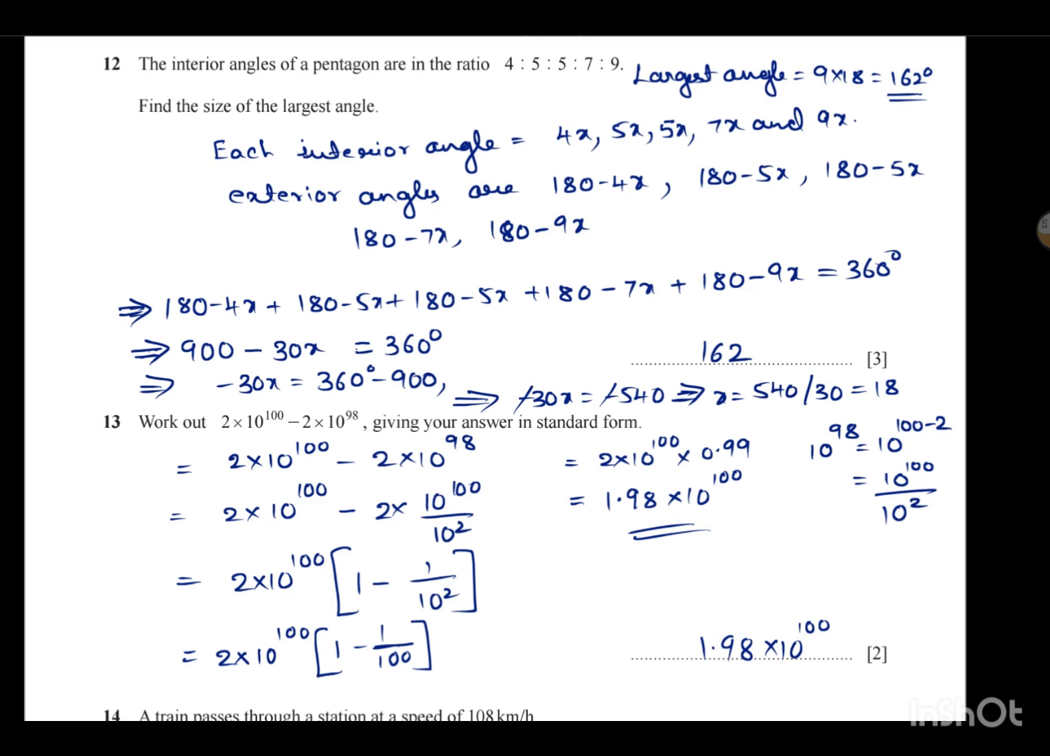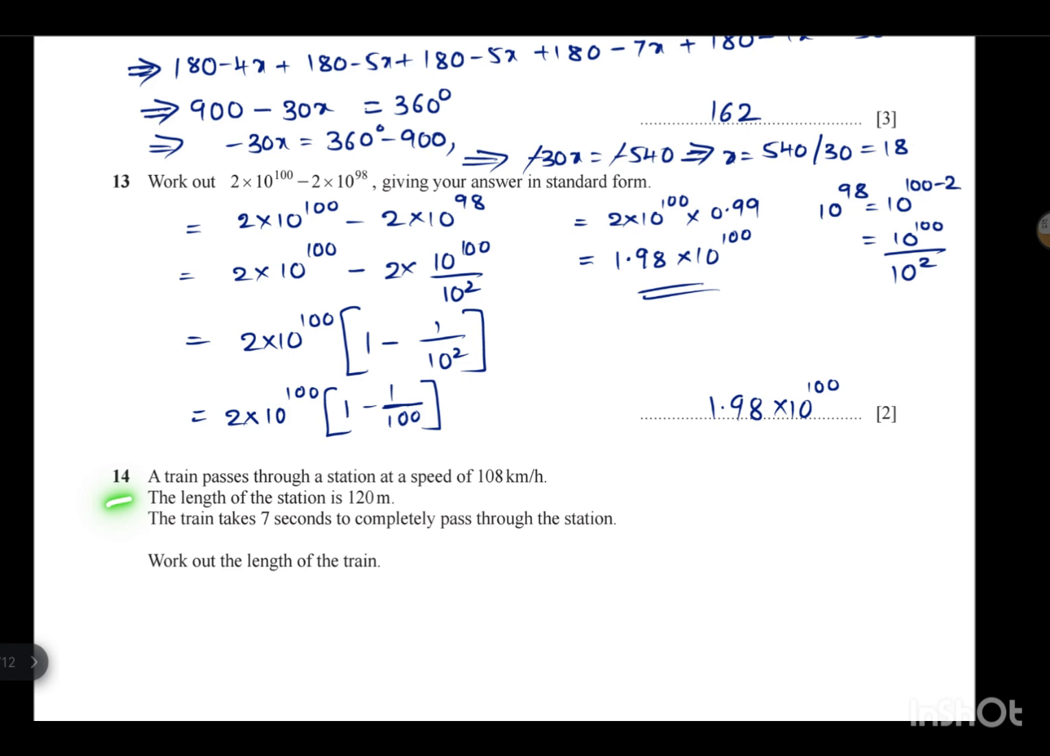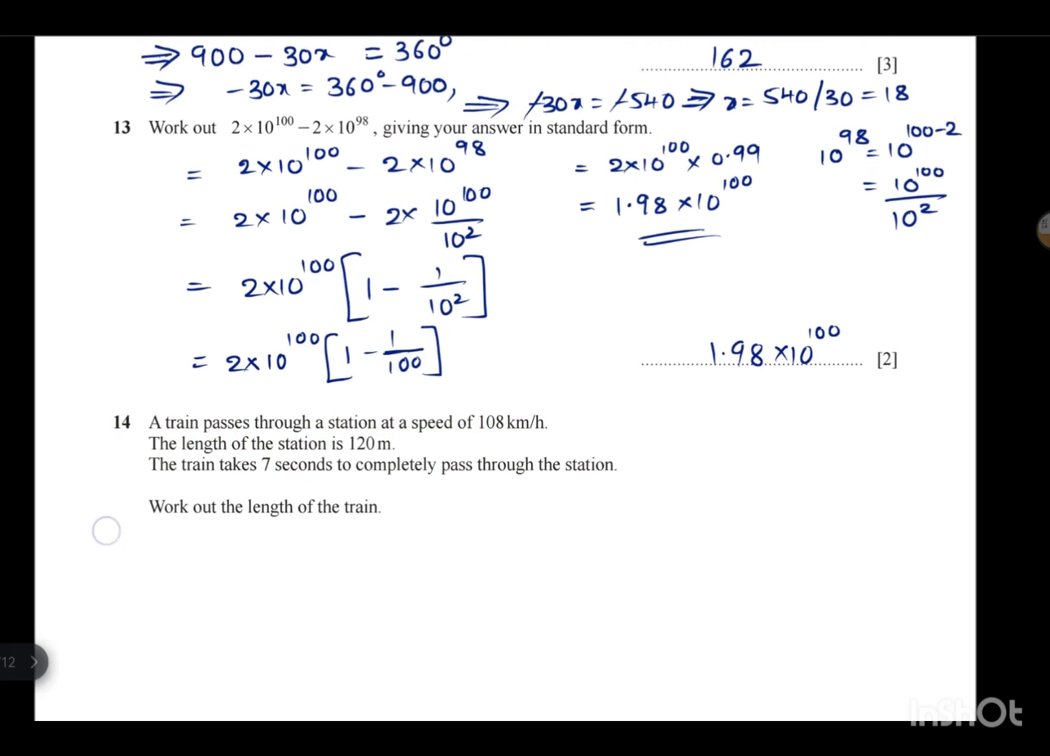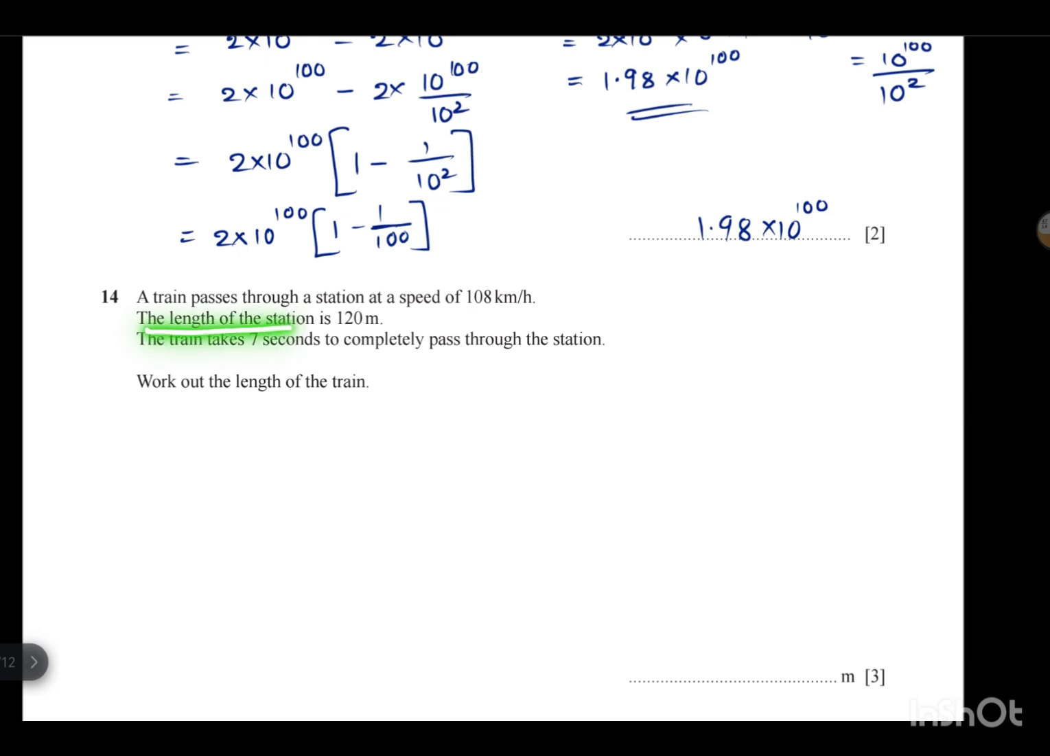Question number 14. A train passes through a station at a speed of 108 kilometers per hour. The length of the station is 120 meters. The train takes 7 seconds to completely pass through the station. Work out the length of the train.